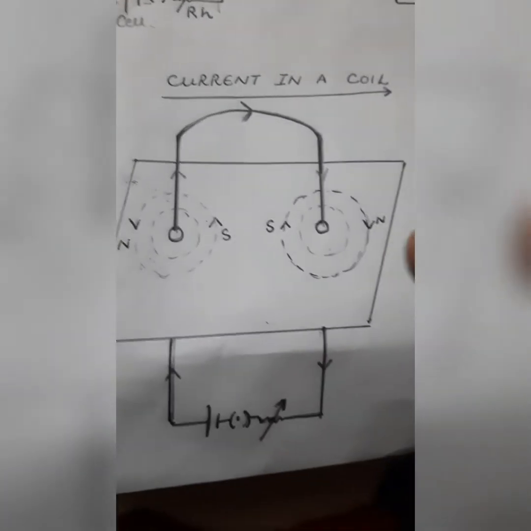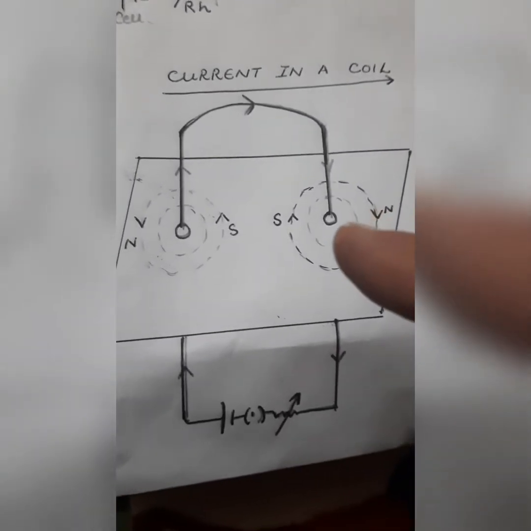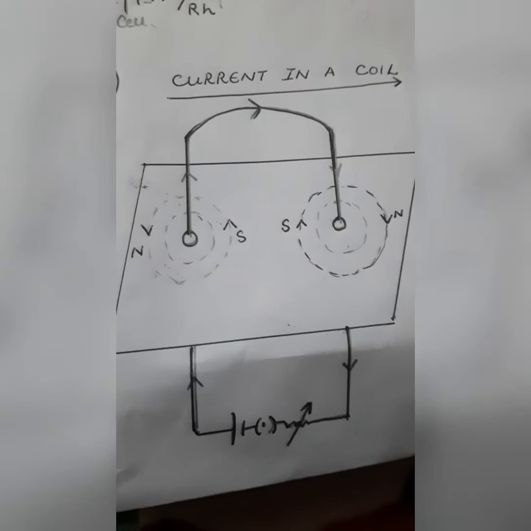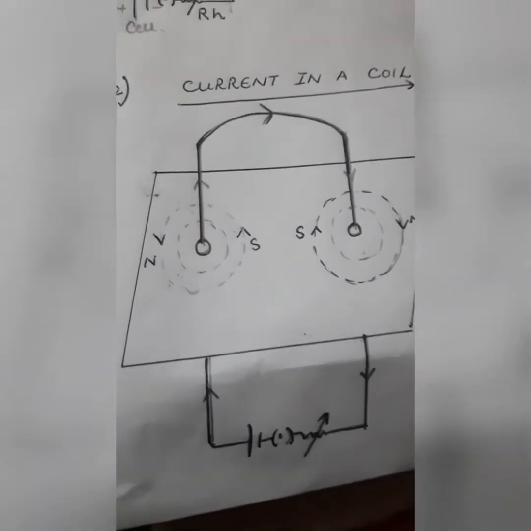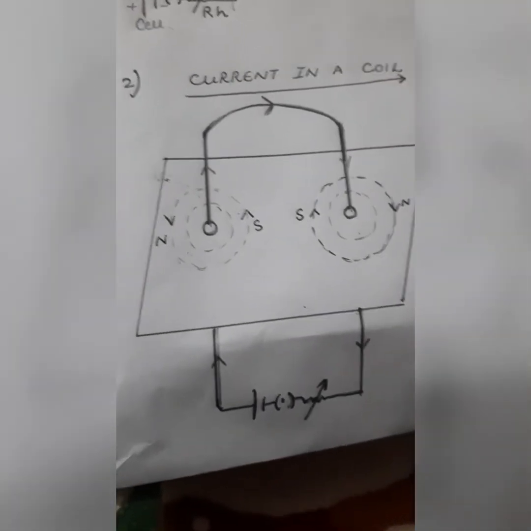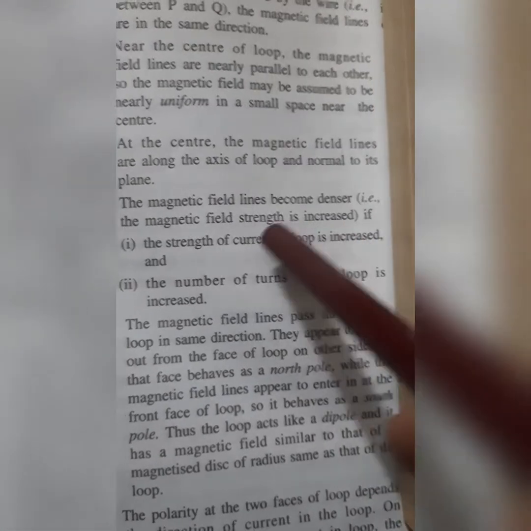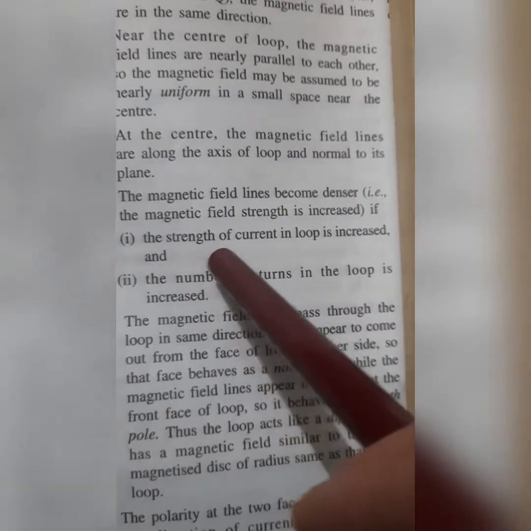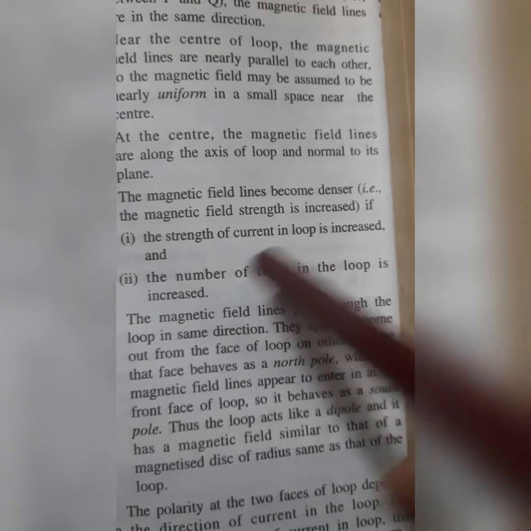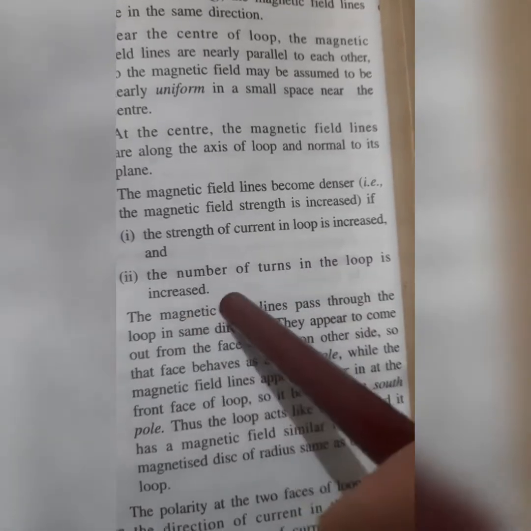Next is the factors affecting the magnetic field produced by a current in a coil. That means how we can increase or decrease the strength of the magnetic field in this case. So if you see here, there are two factors given here. The magnetic field lines become denser, meaning we can increase the magnetic field. Number one, increasing the strength of the current in the loop. Second, the number of turns in the loop is increased.